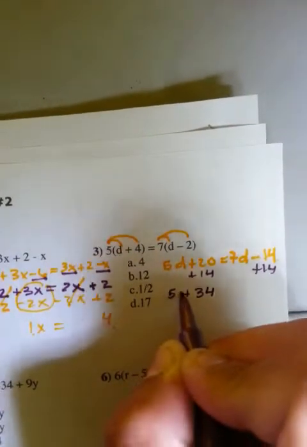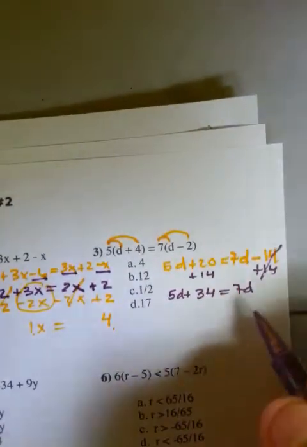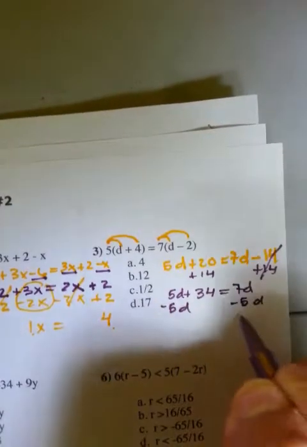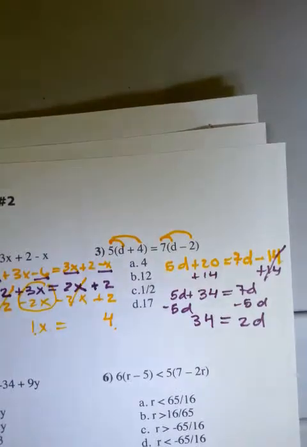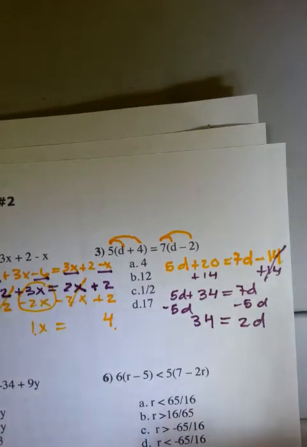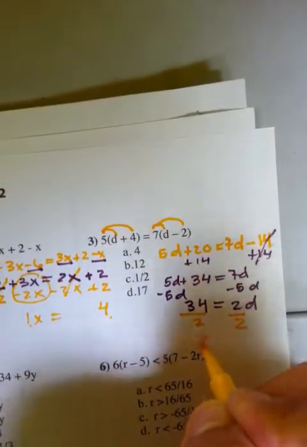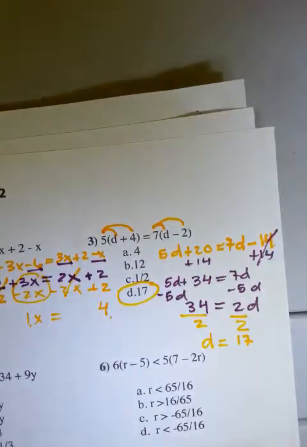Bring down the 5d. These cancel. Now I can go ahead and subtract 5d. I get 2d on this side is equal to 34. My last step is to divide both sides by 2. So d is equal to 17. Therefore, my answer is D.